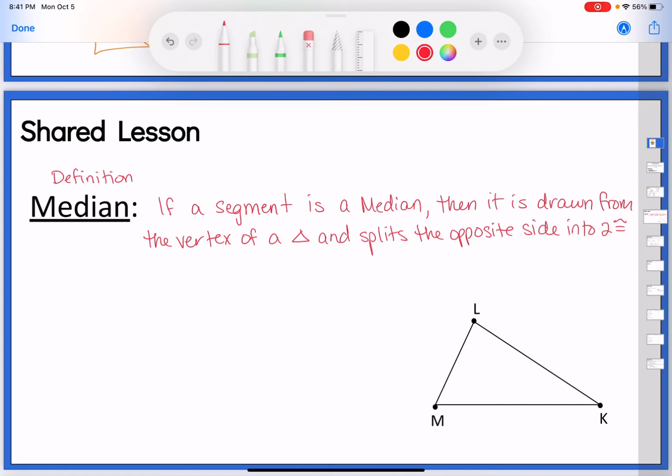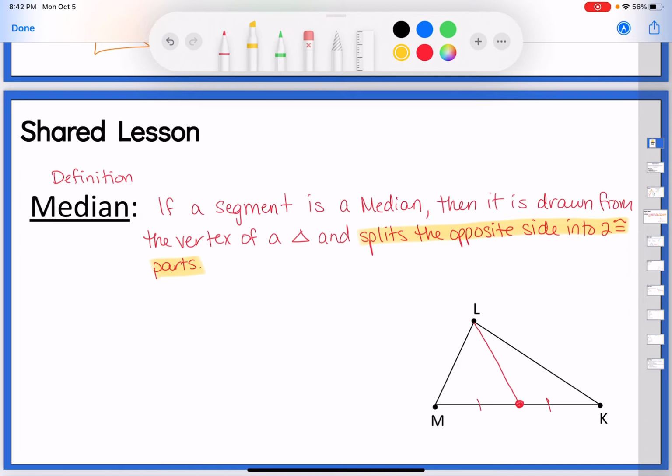Two congruent parts. Okay. So you can kind of think of like a median in the street, right? A median in the street goes right down the middle of the street. Well, a median in a triangle does the same thing. So if I was going to draw a median from L, it has to be drawn from the vertex of a triangle. And it is going to go right smack dab to the middle of the opposite side. So it's going to split the opposite side into 2 congruent parts, right? Now, that's the most common way to see it, where it splits the opposite side into 2 congruent parts.